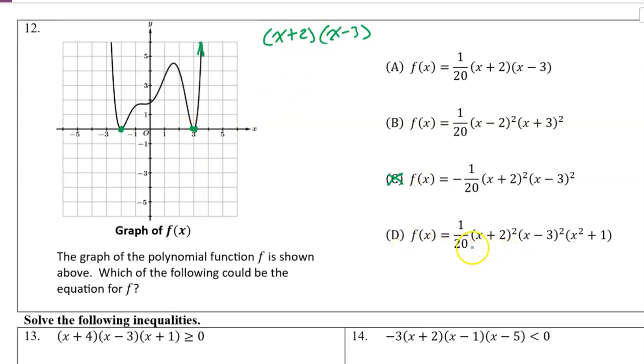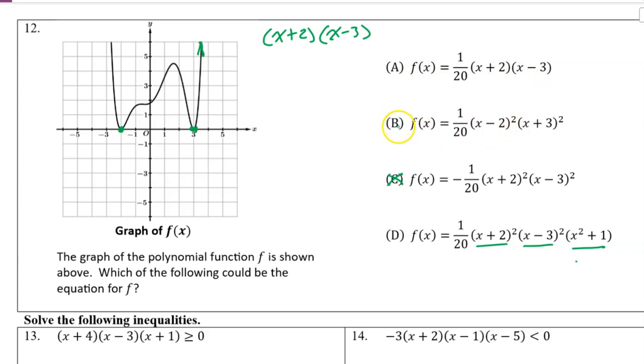So looking at option D, I see my x plus 2 factor, and I see my x minus 3 factor. But I also see this other guy. Well, that's okay. This could be imaginary. This would be imaginary. So I'm not eliminating D. Let's see. X plus 2, x minus 3, A is still possible for a moment.